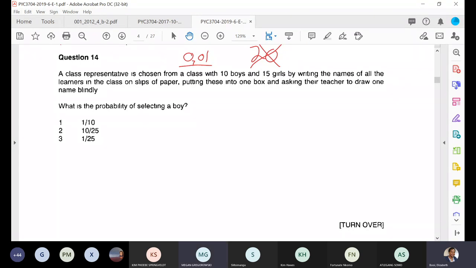A class representative is chosen from a class with 10 boys and 15 girls by writing the names of all of the learners in the class on slips of paper, putting those into one box, asking their teacher to draw one name blindly. What is the probability of selecting a boy?